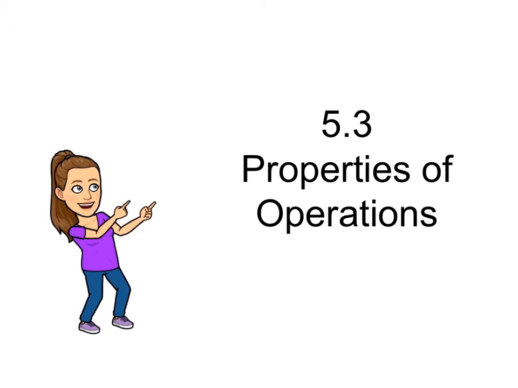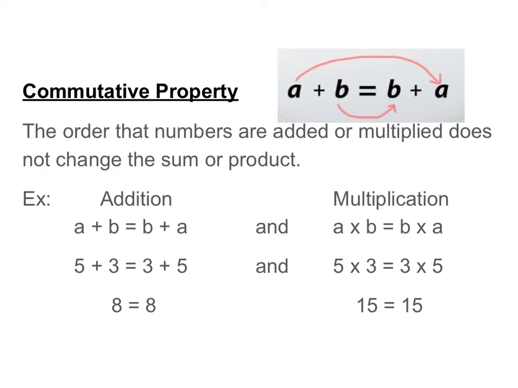Today we're going to be doing 5.3, which is properties of operations. So let's look at the commutative property. Now the commutative property is where you switch. So if you have a number plus another number, so A plus B, then the commutative property would basically flip the two. So instead of A plus B, it's the same thing as B plus A. So you kind of just move them around.